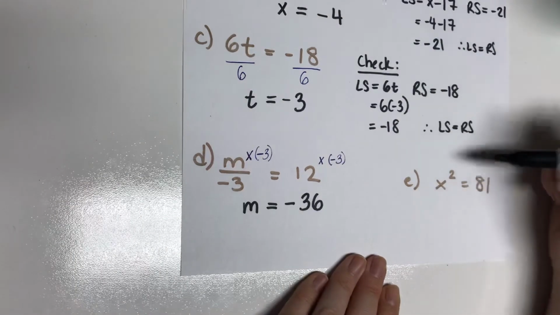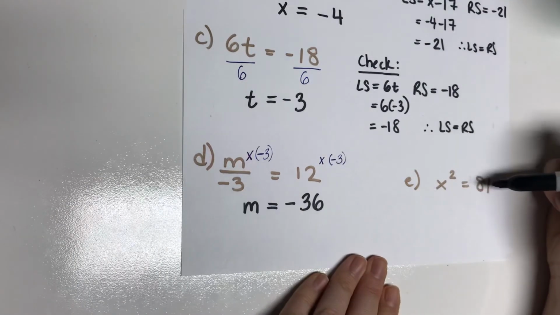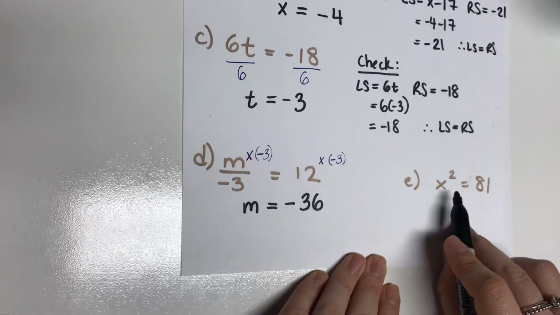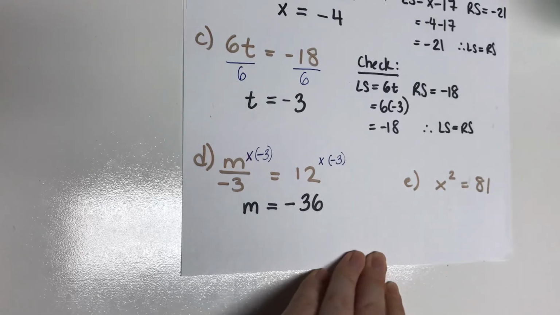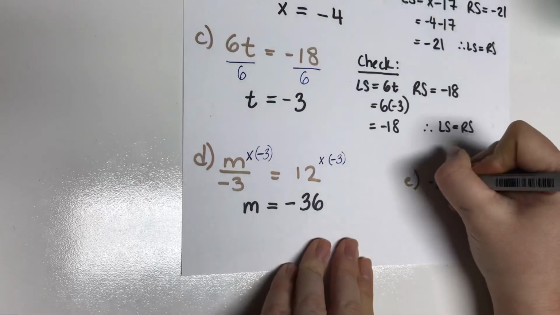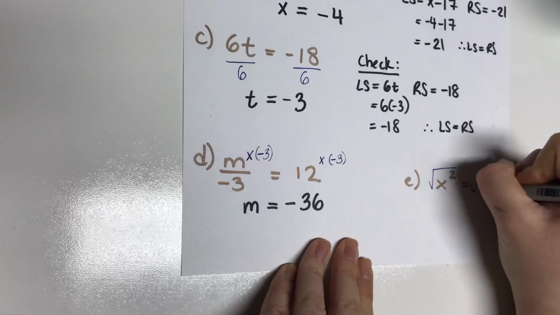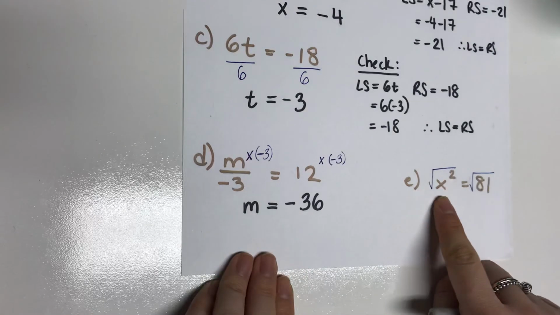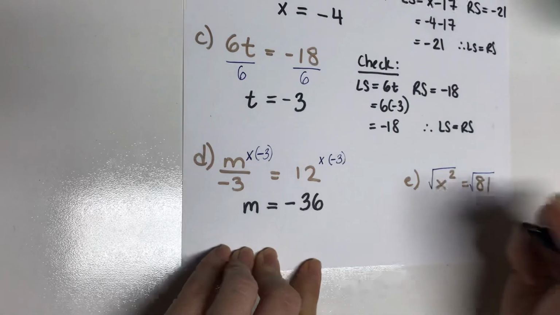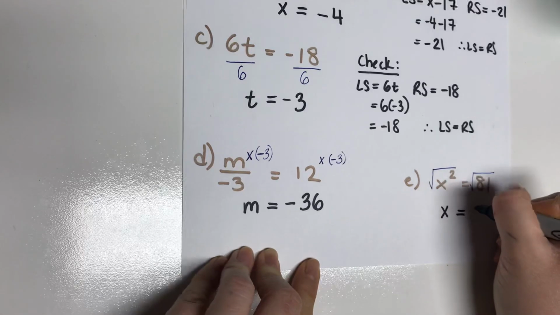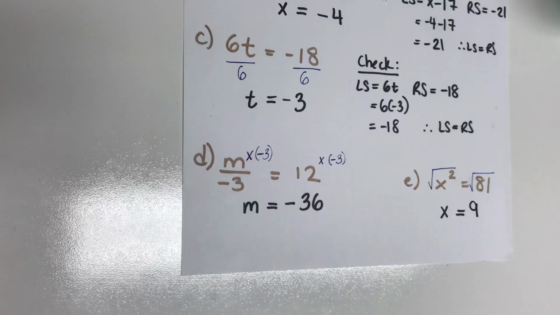Last question, x squared is equal to 81. So the opposite of squaring a number is square rooting. So I'm going to take the square root of both sides. The square root of x squared, the square root and the square actually cancel out, and I'm left with x equals, and the square root of 81 is 9. And that's my final answer.